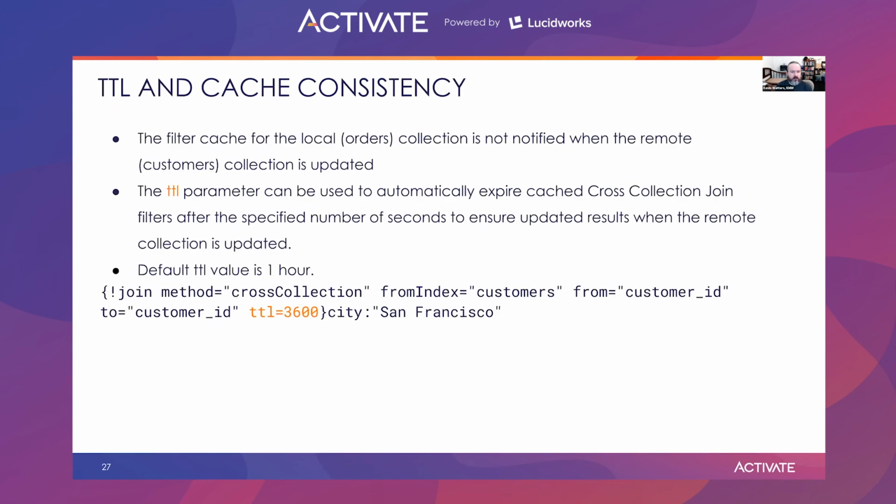So it's a couple little last details. The TTL and cache consistency. As we know, if we're querying the orders collection, it has no idea that the customer's collection may have been updated. So one of the things that you can specify as a local param for the join query parser is the time to live. And that means that this cache entry will be valid for, by default, up to 1 hour. So, assuming your customer's collection hasn't changed, this TTL is going to kick in after an hour, and it will force that re-execution. Should you want to use it, it is there, but it defaults to 1 hour, and it's important to be aware that it's there.